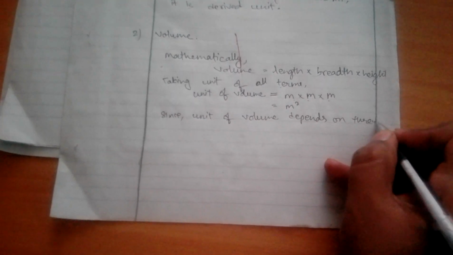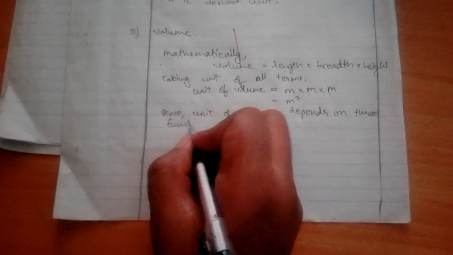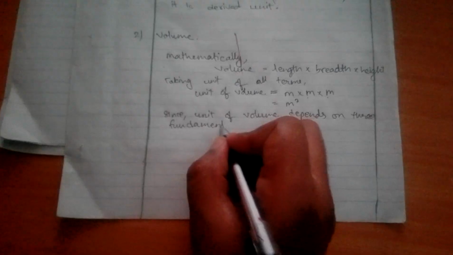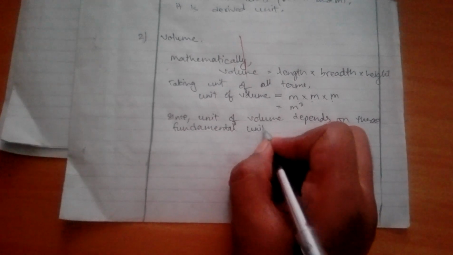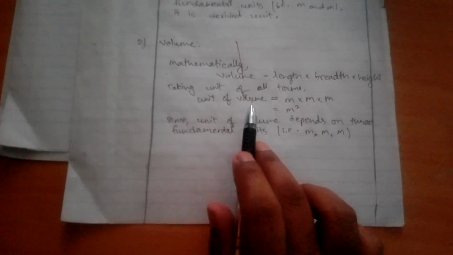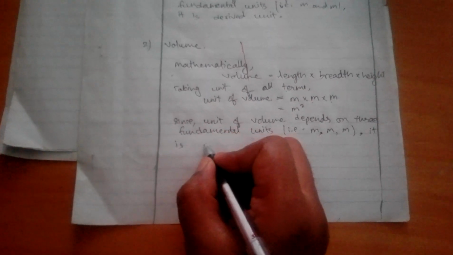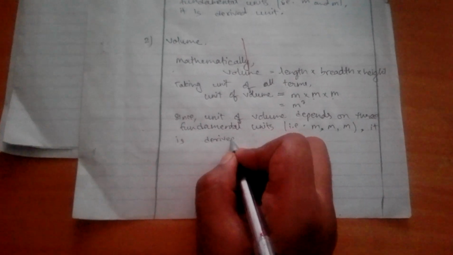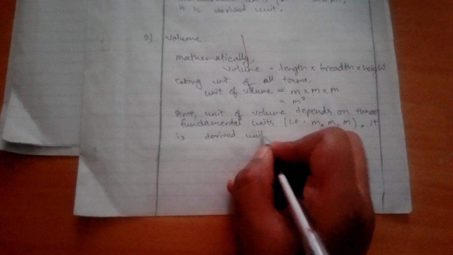3 fundamental units, and that is meter, meter and meter. You can say 3 fundamental units, meter, are included in expressing the unit of volume. So you can say that it is a derived unit. It means the unit of volume is a derived unit.